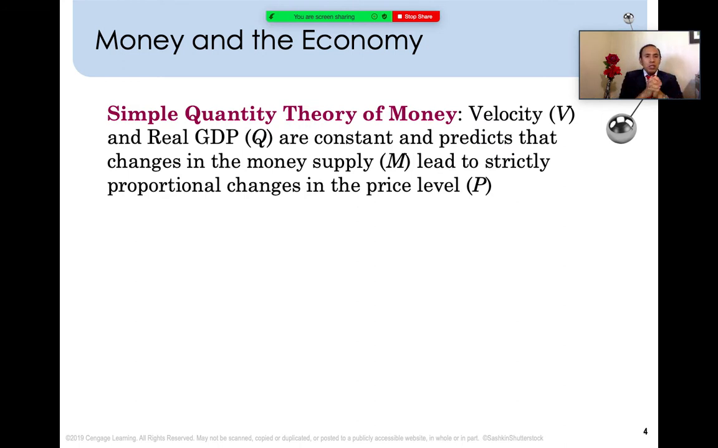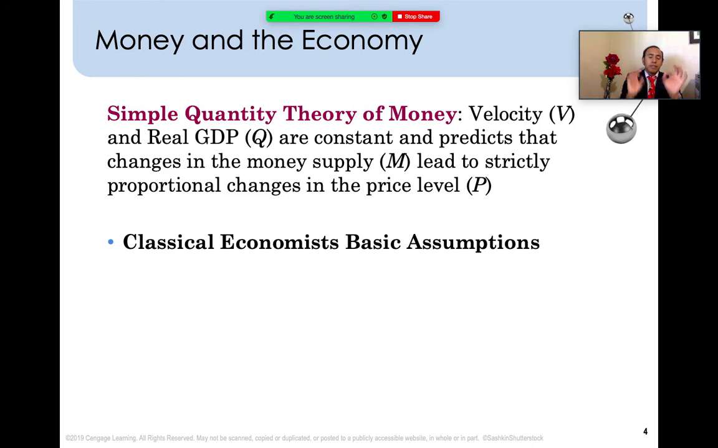The simple quantity theory of money specifies that the velocity and real GDP, in this case, are considered to be constant, meaning that they are very stable and remain constant, and it predicts that changes in the money supply lead to strictly proportional changes in the price level of goods and services. Meaning, if there's an increase in the money supply, it's going to directly increase the price level, assuming the velocity and real GDP are constant.